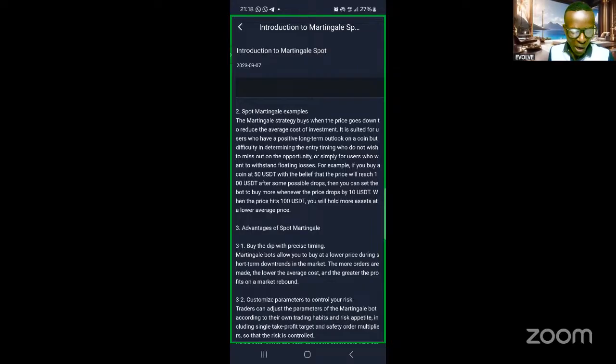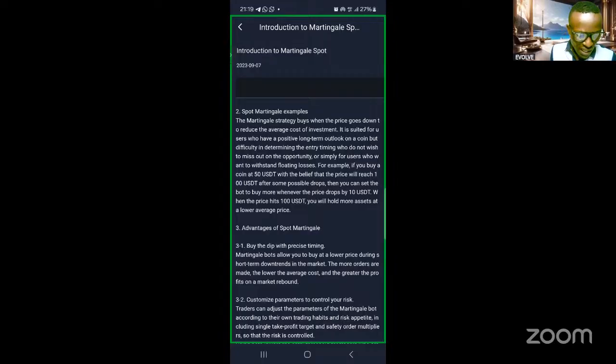But before it goes to $100, it is going to drop fast. Some possible drops, it is going to go down fast. Then you can set the bot to buy more whenever the price drops by $10. So if the price goes from $50 to $40, buy more. From $40, like that, like that.